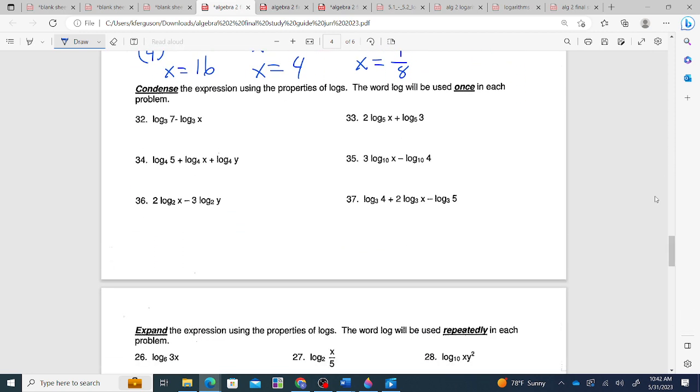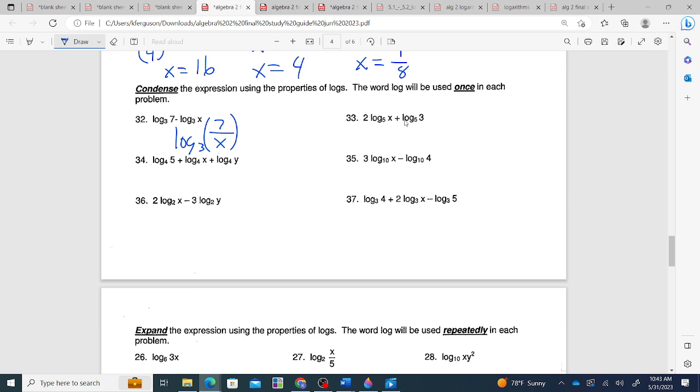Condense. So I got an expanded log. I want to make it to where log only appears once. So like right here for 37, I got log, a log, and log. I want log once. So this one right here is the quotient rule, right? Because it's a minus. So this is going to be the log base 3 of 7 divided by x. I didn't put the parentheses just to be on the safe side.